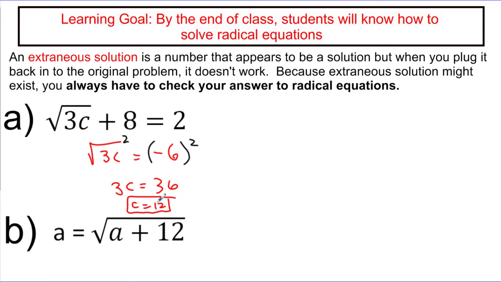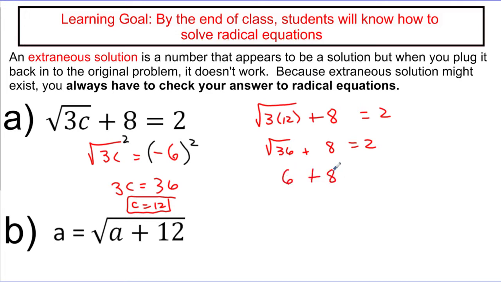So watch what happens when I plug 12 back in. The square root of 3 times 12 plus 8 is equal to 2. Well, 3 times 12 is 36, okay, plus 8 is equal to 2. So remember what this means. When we talk about taking radicals that are already in an equation, this square root means the principal square root of 36. And remember, principal just means the positive square root of 36. So I'm going to say the positive square root of 36 is 6 plus 8 equals 2. Well, 14 does not equal 2.